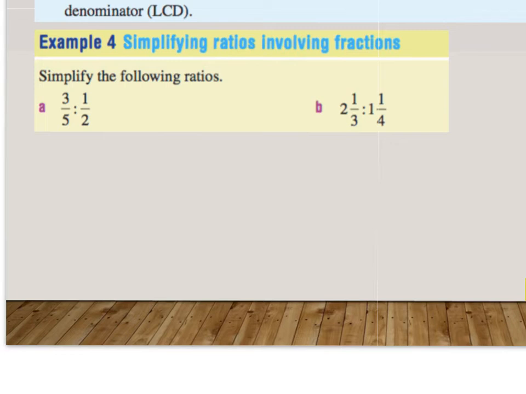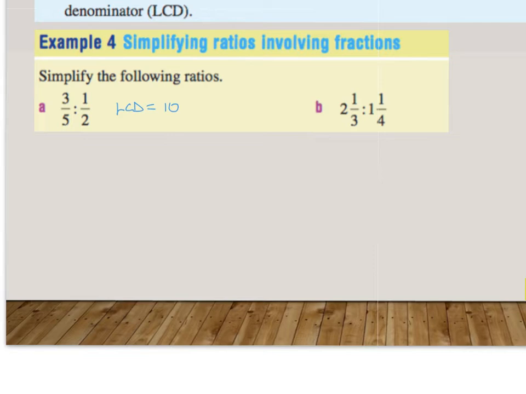If we look now at example 4, simplify the following ratios, it is clear that we have two fractions. And as I said, what you have to do is multiply by the lowest common denominator. So the lowest common denominator for 5 and 2 is 10. And just a quick revision on how we do that: the biggest number is 5. Does 2 go into 5? No. Then we double the biggest number. Double 5 is 10. Does 2 go into 10? Yes. So the lowest common denominator is 10.